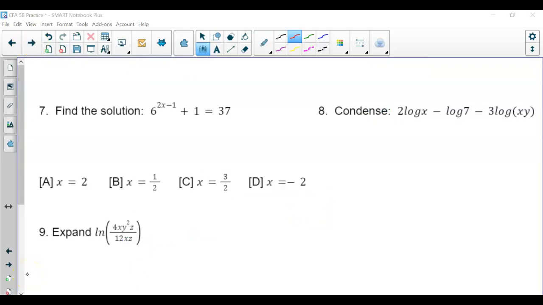In question number 7, we are solving our equation. We have an exponential, but first get it by itself. So we're going to subtract 1 first from both sides. 6 to the 2x minus 1 is equal to 36.